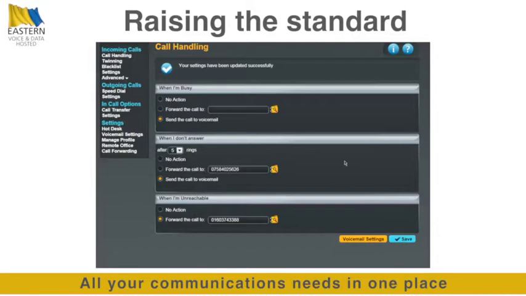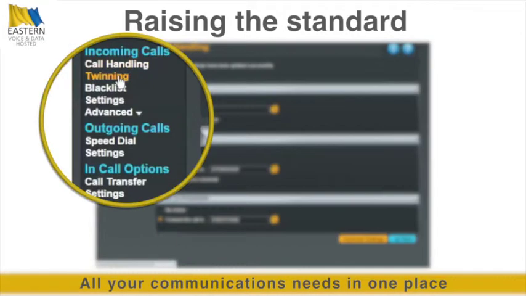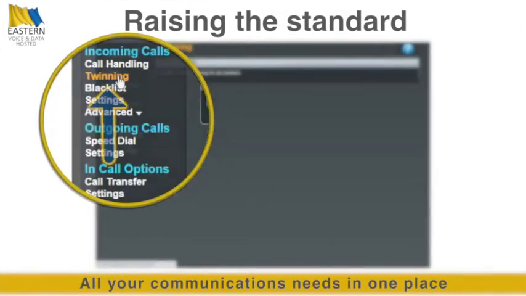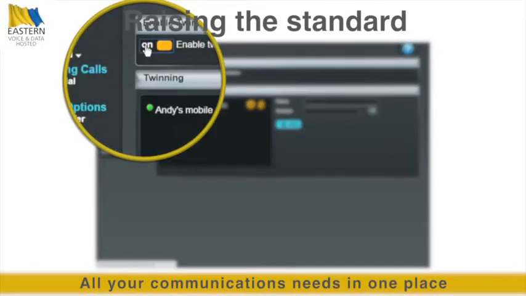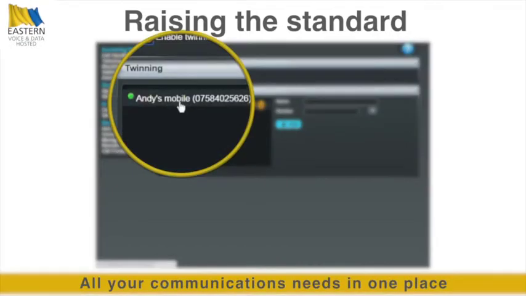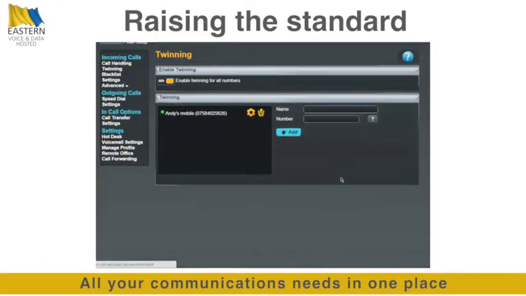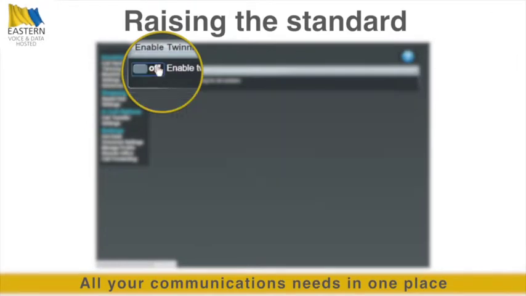Let's have a look at some really useful things here. So for example, the twinning. What this allows you to do is to twin your phone with your mobile. So if I wanted to do that, all I would do is press that to go on. You can see here, this is my mobile number. If I just leave it like this, then at that point my phone will ring and my mobile will ring. As it happens, I don't want that to happen, so I'm going to turn it off again.